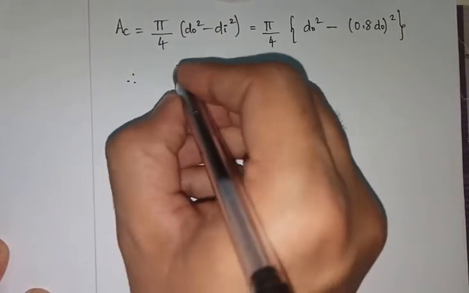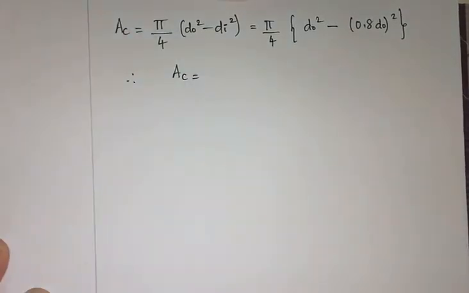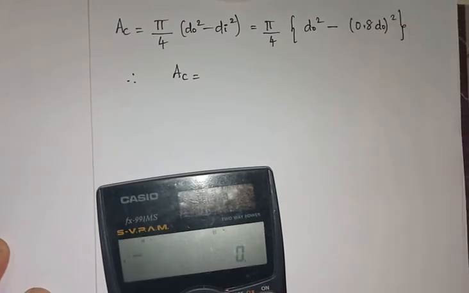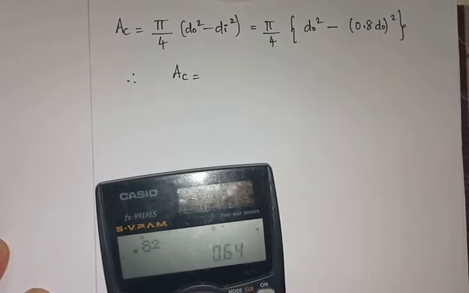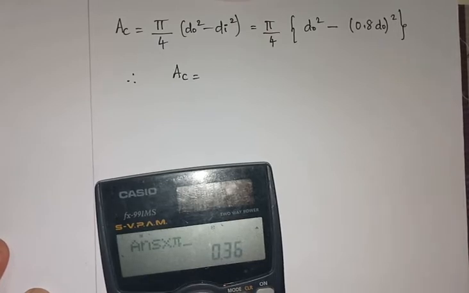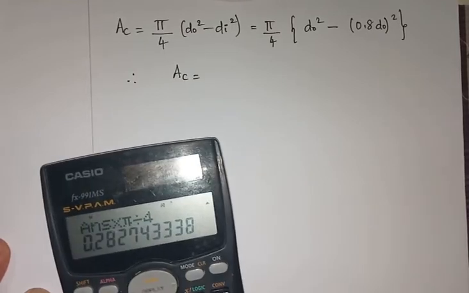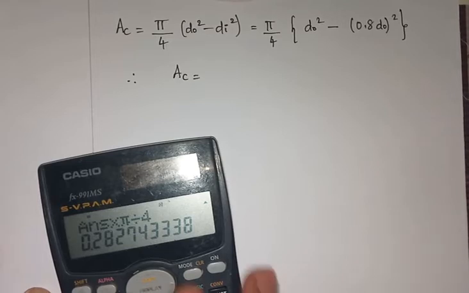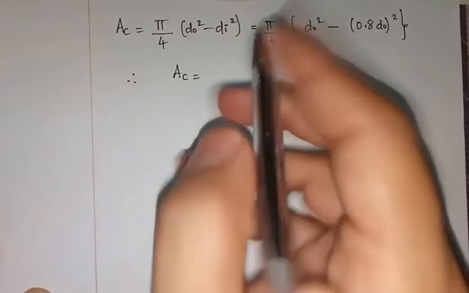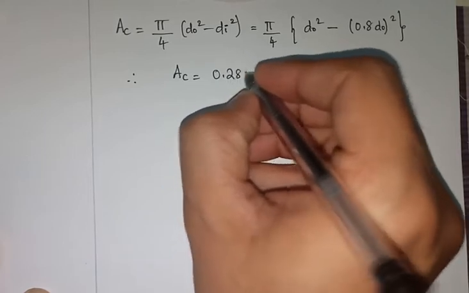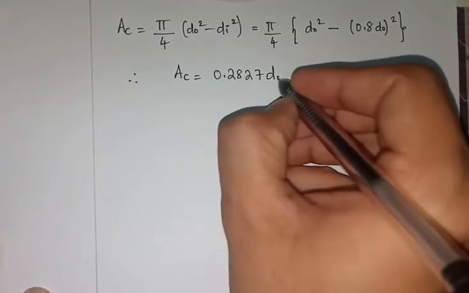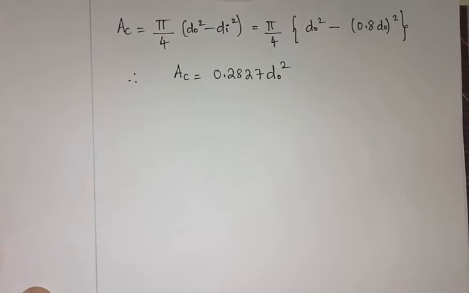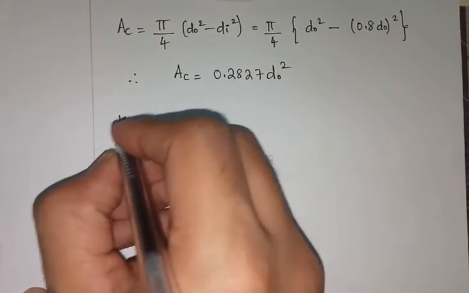So therefore what is AC? Let me check this. So it is 0.8 the whole square, that I need to minus from 1. So 0.36 into pi divided by 4. So I'm getting 0.2827 d naught square. Then the other thing required is radius of gyration.